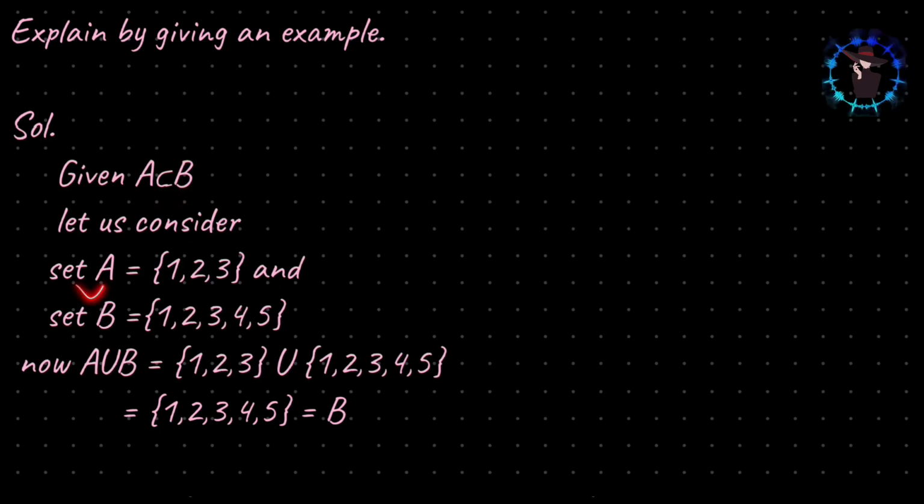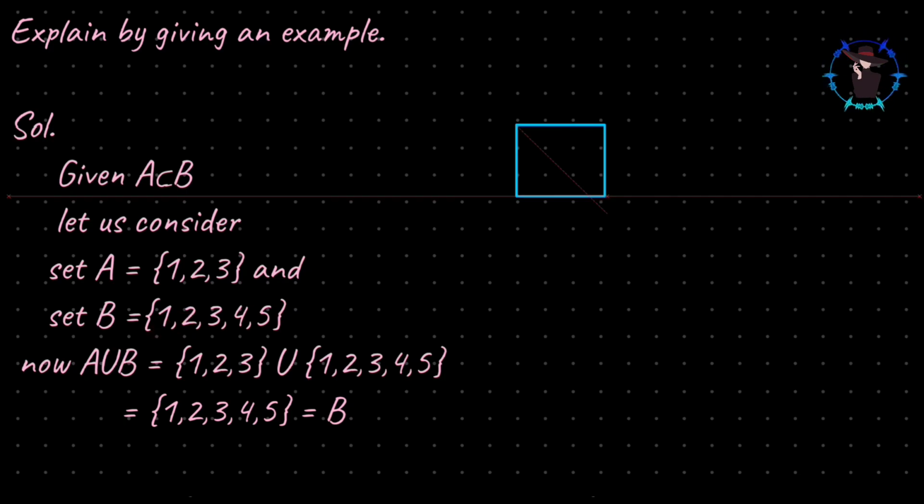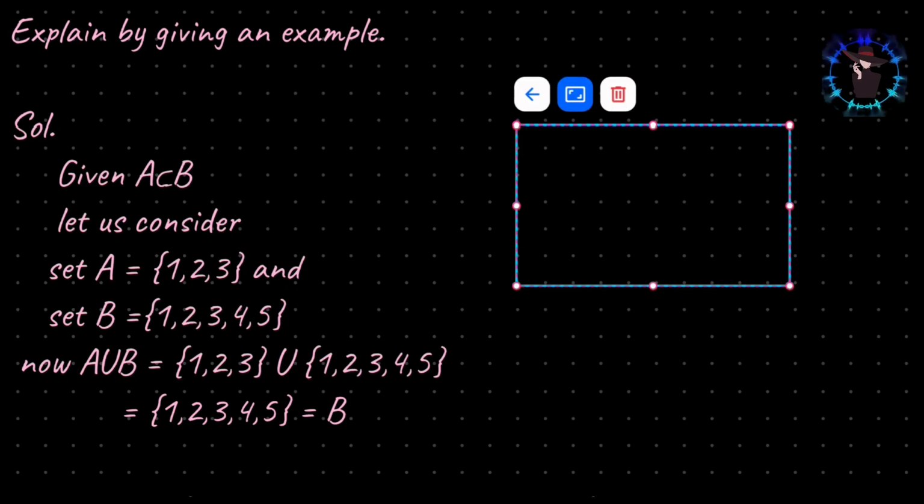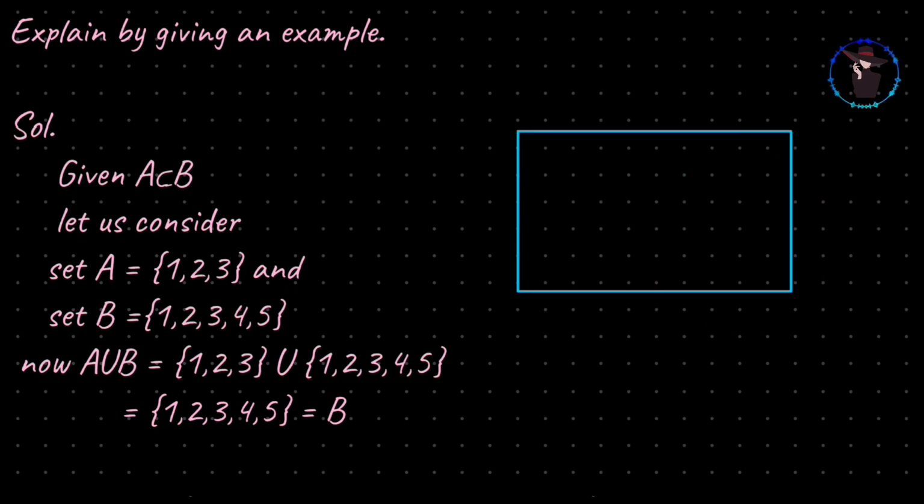Let us consider two sets A and B. A as 1, 2, 3 and B as 1, 2, 3, 4. I told you how subsets work, right? Let's consider this as B and this as A. Okay? Now, this is B, this is A.